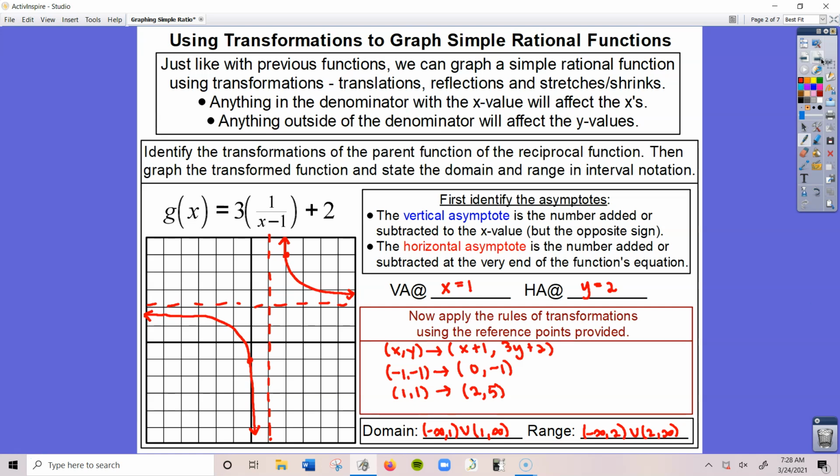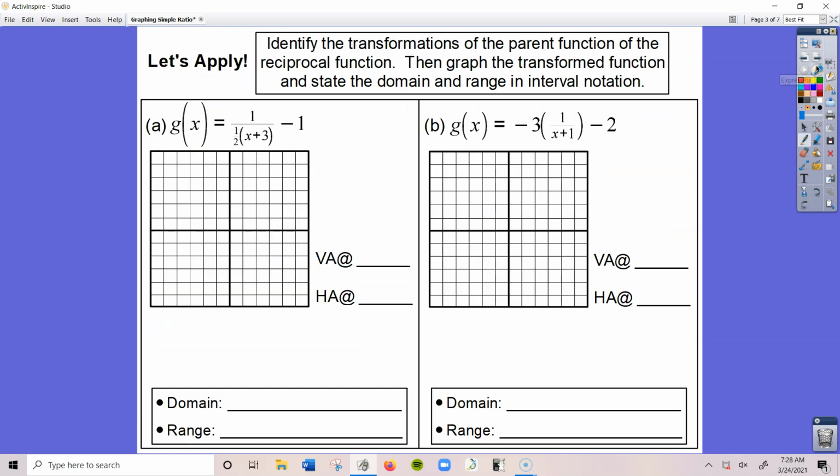Let's try that again. We have here 1 over half of x plus 3, minus 1. My vertical asymptote, remember we look here at what is added or subtracted to the x and just switch the sign. So we have a vertical asymptote at x is equal to -3. The horizontal is the number that is added or subtracted at the very end. So we have a horizontal asymptote at y is equal to -1.